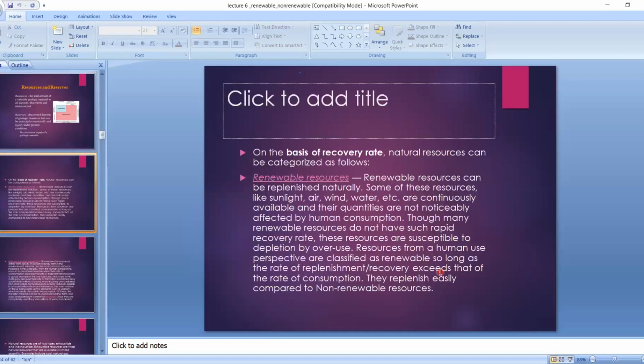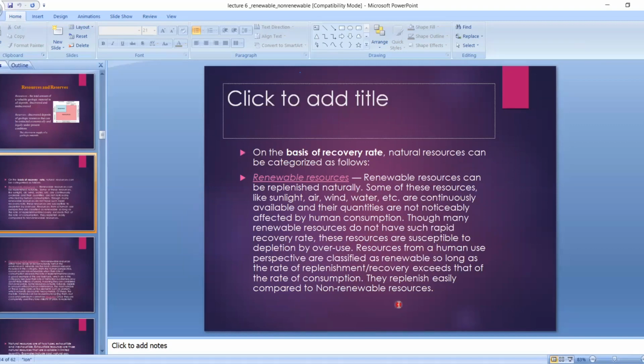So on the basis of recovery rate, we also categorize natural resources as renewable resources and non-renewable resources. As the name says, renewable means it can be replenished naturally, or it can be renewed naturally. It can be made again within the current time period.